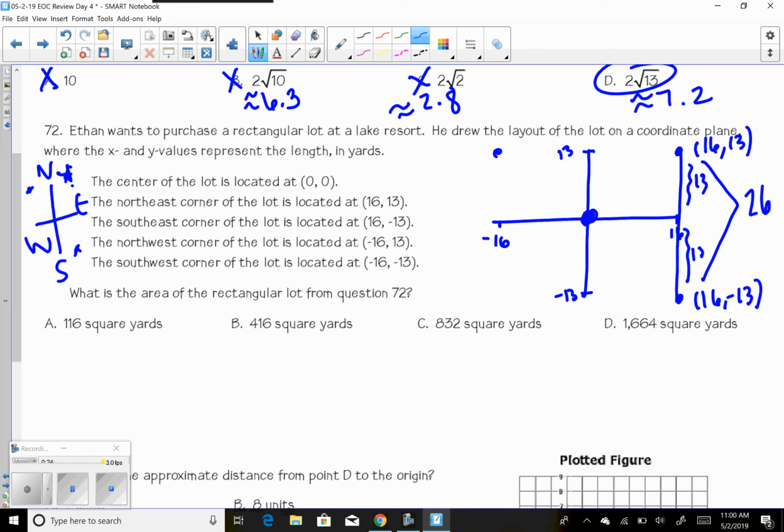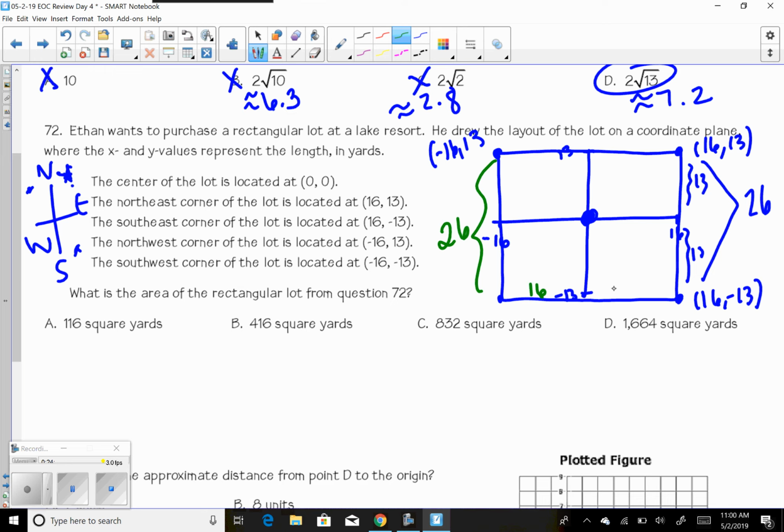That's up here. -16, 13. So I can now connect this way. And then the other is at -16, -13 down here. So here we go. I've got a rectangle that has side length, if that was 26, that's 26, right? And this is 16 units and this is 16 for a total of 32.